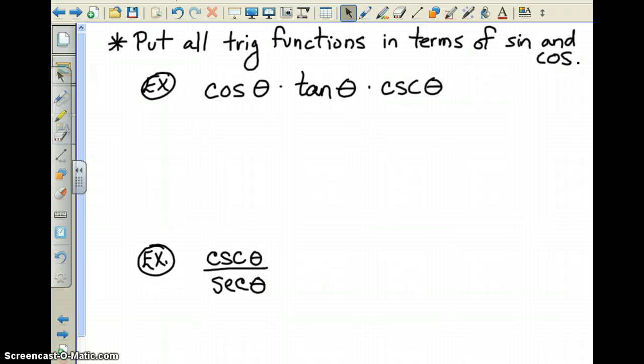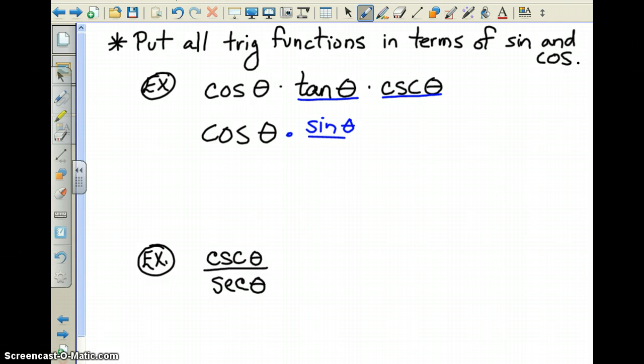So in this first example here, I want to know how much cos theta times tan theta times csc theta is. Now I certainly don't know that off the top of my head, but if I start replacing these trig ratios that I can rewrite as sin and cos, this will simplify a little bit easier. So I'm going to leave this first trig function because it's already a cos. Then I'm going to start substituting. Tan is the same thing as sin divided by cos. And cosecant is the reciprocal of sine.